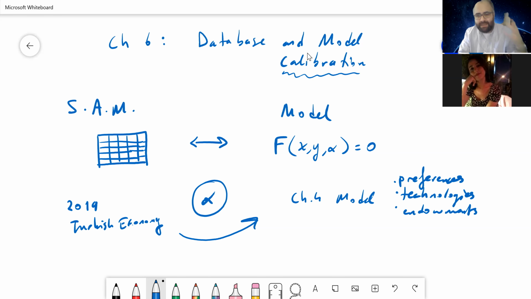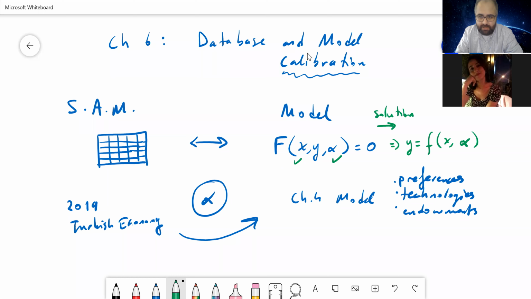So calibration means, in this philosophical sense, in this larger sense, to use a model and the data together to learn something about the parameters, to learn something about the inputs of the model, right? Because when we solve the model, we assume that I know X and I know alpha. So then I find the solution in this way, right? So this is how you solve a model.